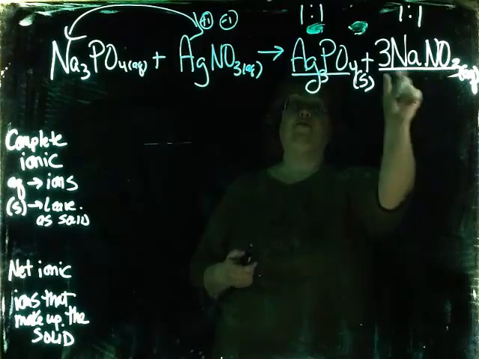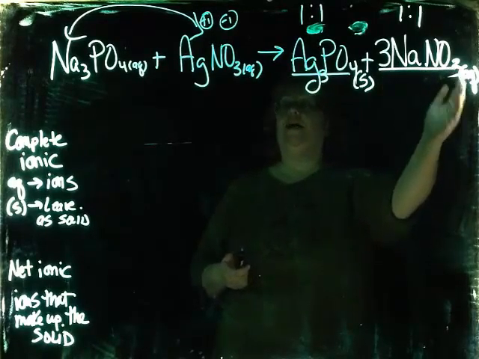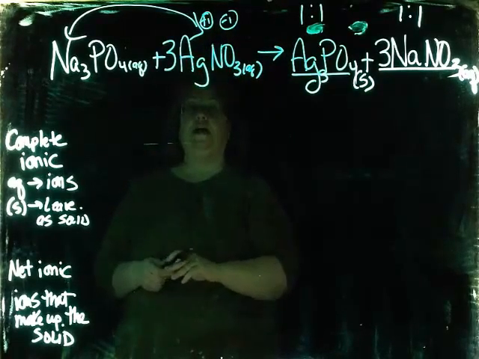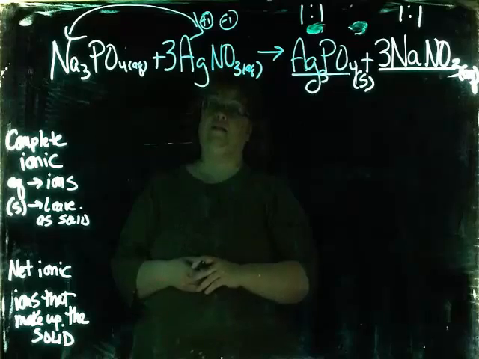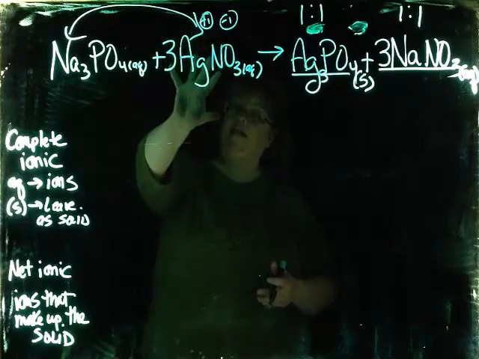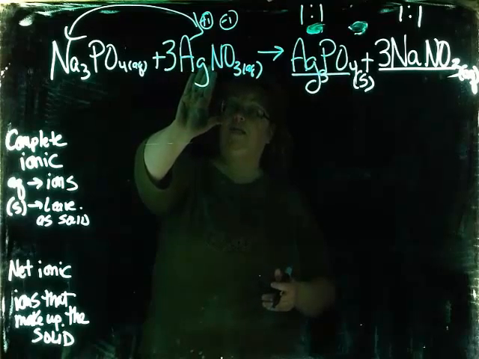It says I have 3 nitrate ions. I have to go back over to this side and put a 3 in front of this compound so the nitrate's balanced. But again, as soon as I put a number in front of a compound, it impacts everything that's in that compound, so I need to recount.